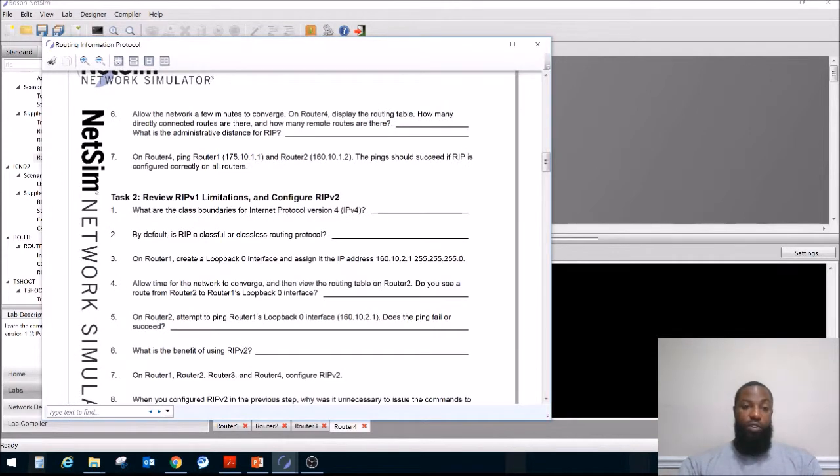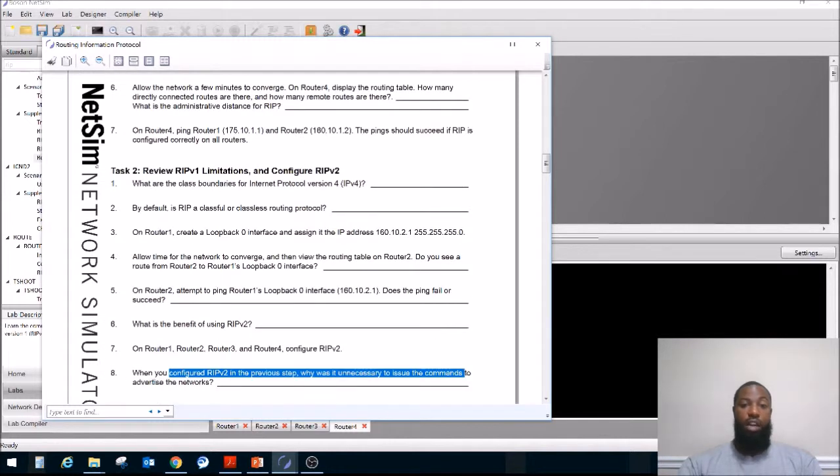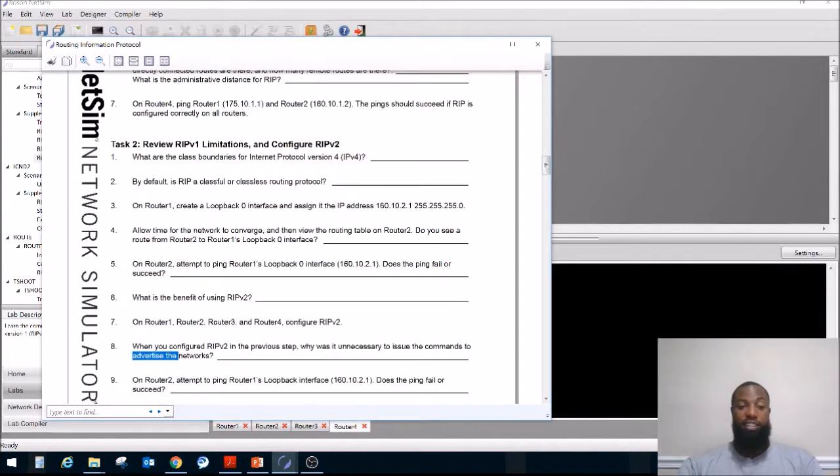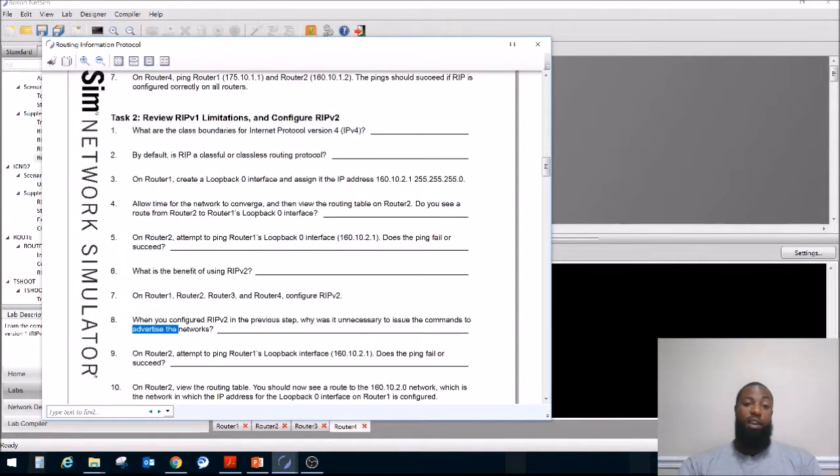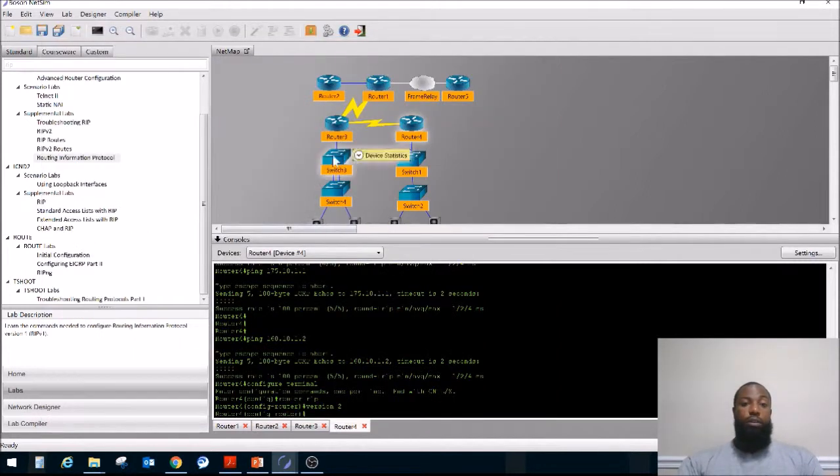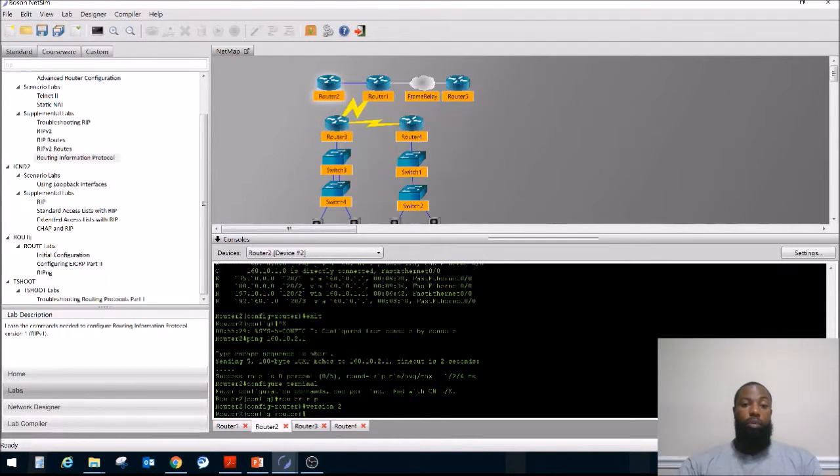When you configured version 2 in the previous step, why was it unnecessary to issue the commands to advertise networks? Well, we already did that before. Router 2, attempt to ping router 1's loopback interface. Now we're going to try to do the same thing we tried before in the other step. So on router 2, we're gonna try to ping that guy once again.